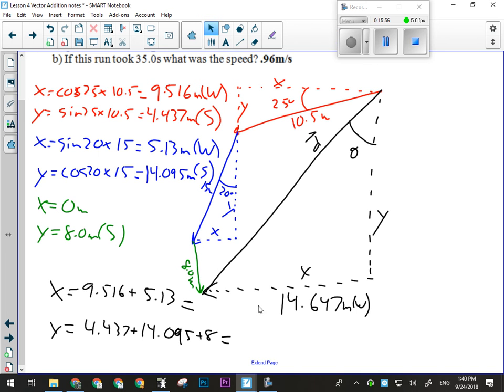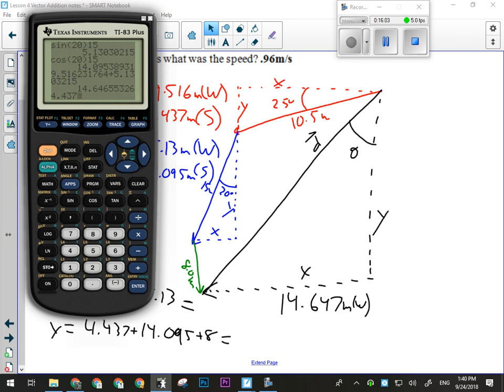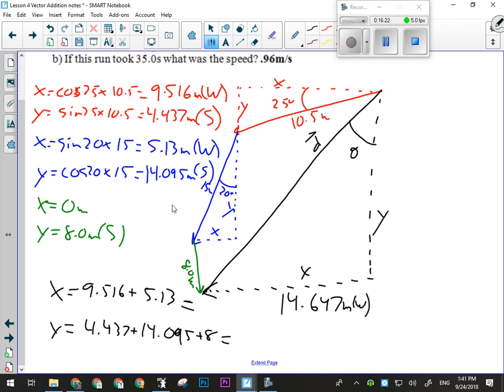And then we got all of our souths to add together. So we got 4.437, is that right? And I don't have all the decimals. I'm gonna do what I shouldn't do, okay, and just leave it at that. 14.09538931 plus 8. All right, so we got 26.532 meters south. Okay, so now I can find my overall displacement using those two sides in Pythagorean theorem.